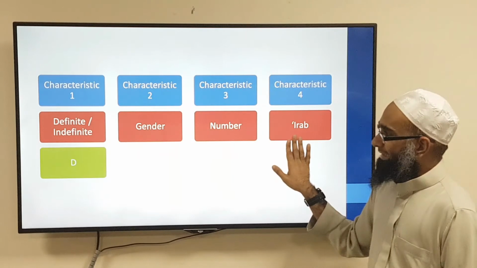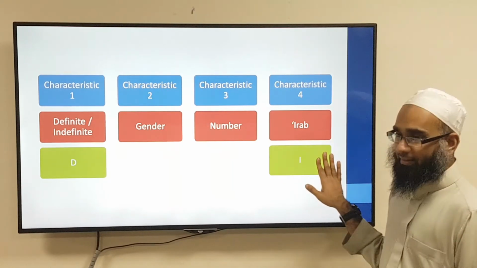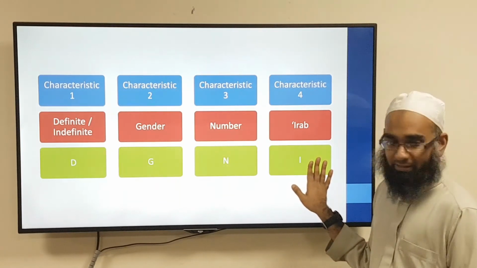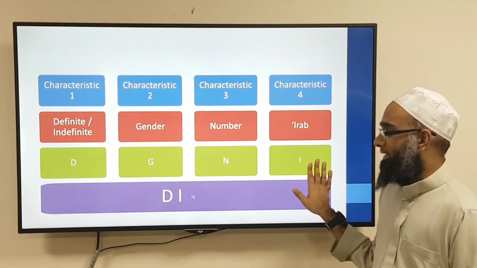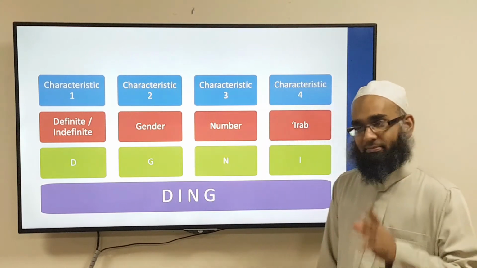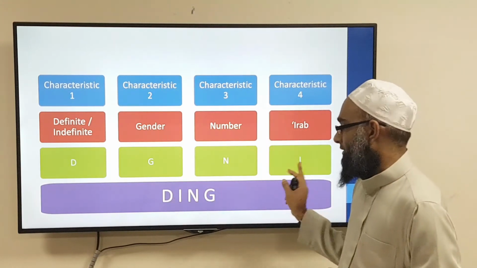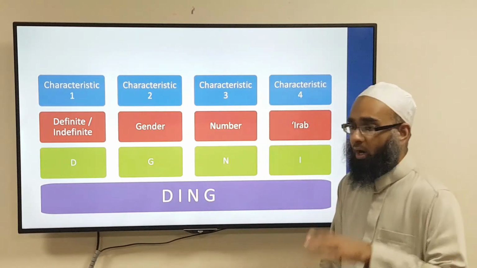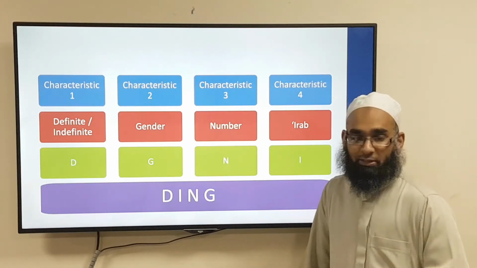Now, definite starts with what? D. I'rab starts with? I. Number starts with? N. And gender starts with? G. How do you remember it? Ding. So if you want to remember the four characteristics, remember ding. But obviously, it's the icons at the end. So it's D, then G, N, I in order. But it doesn't matter the order. If you ever get confused, what are the four things that I need to look for in an ism? Ding. Okay?